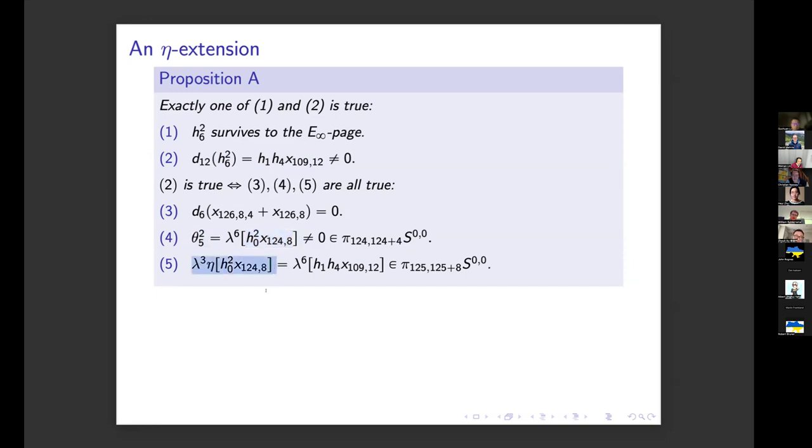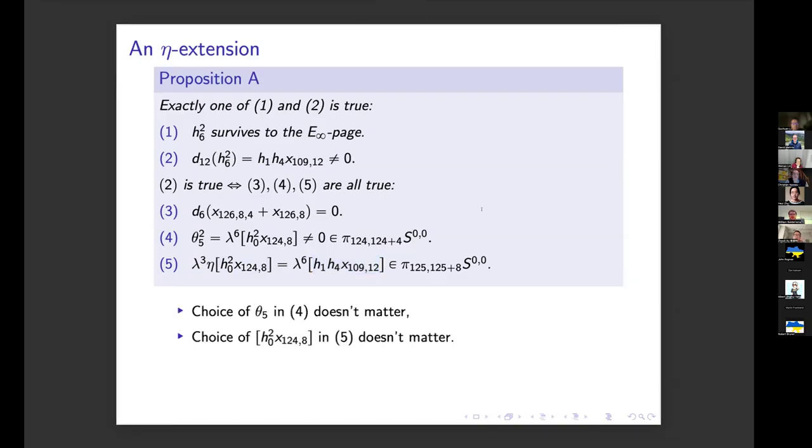And similar for this statement, for any choice of a homotopy class detected by this element, when multiplied by lambda cube times eta, they're detected by this element in 125,14. So it turns out the choices in these two statements do not matter. That can be proved by just checking the local data to make the argument.